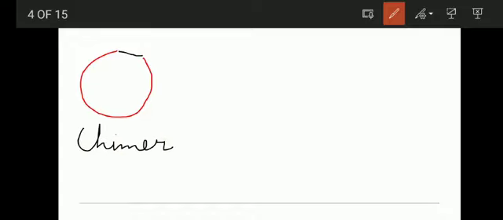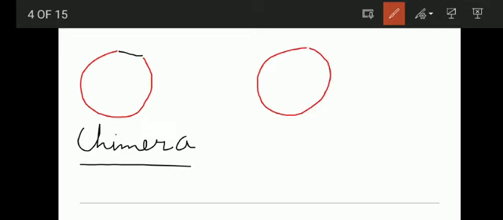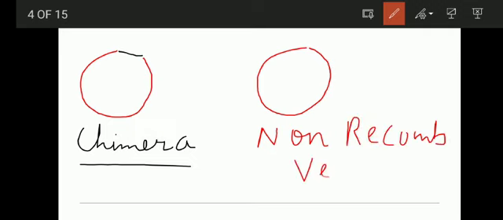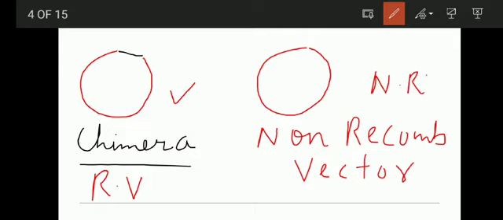Now this recombinant DNA molecule, we call it the chimera. So this is the chimera, and we will also have the non-recombinant vector. So here we have the recombinant vector and this is the non-recombinant vector.